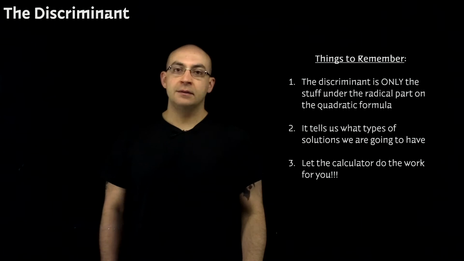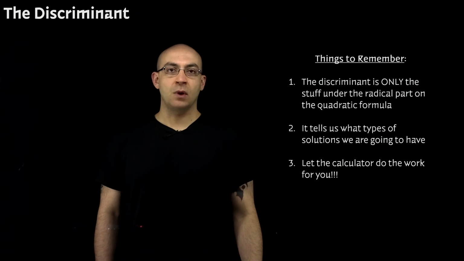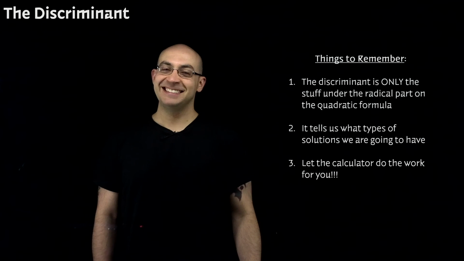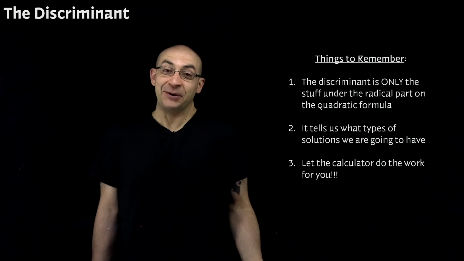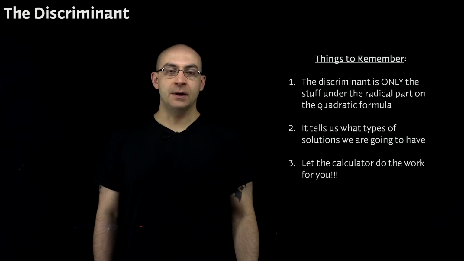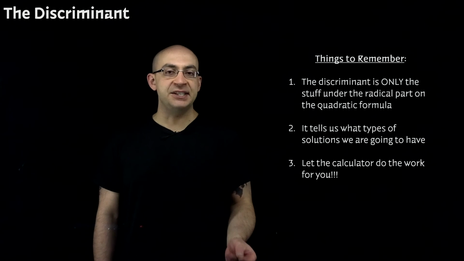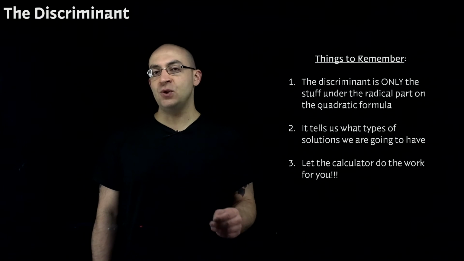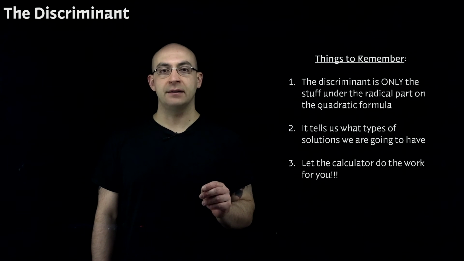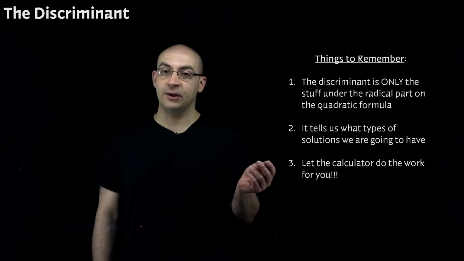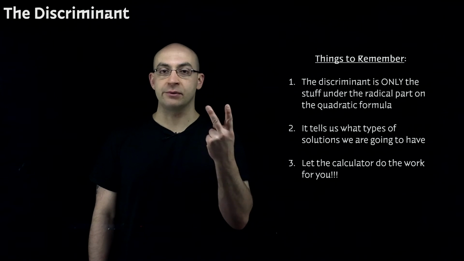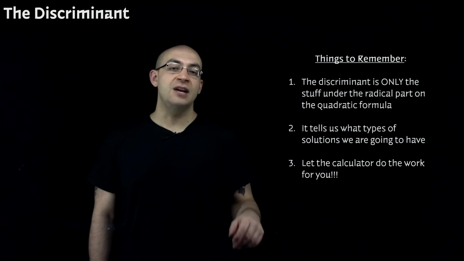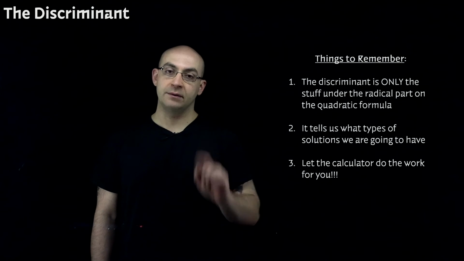So let's finish up. Things to remember about this video. Number 1, the discriminant is only the stuff under the radical. Stuff's not really professional, but I couldn't think of another word. Number 2, the discriminant tells us what kinds of solutions we're going to have when we evaluate it. Again, if you have a positive result after evaluating the discriminant, you will have 2 real solutions. If it's a negative result, you'll have 2 imaginary solutions, and if it's 0, you're going to have only 1 real solution.